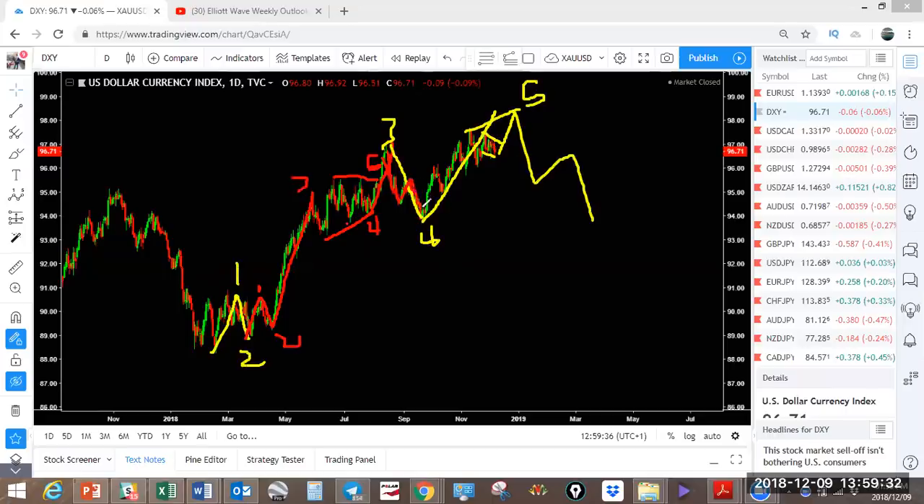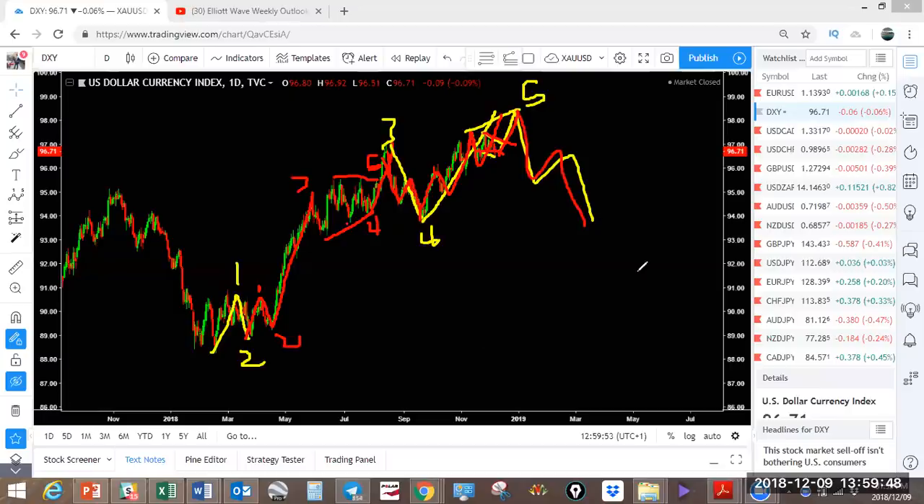Okay, 3 waves in wave 4, 1, 2, 3, 4, 5. That's why we want this last piece here. So you don't want to be trading this small piece to the upside. Okay, but that's the piece that we're looking at. We're going to have a pullback soon here.